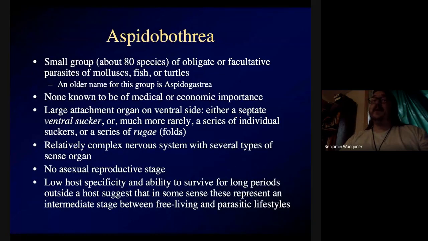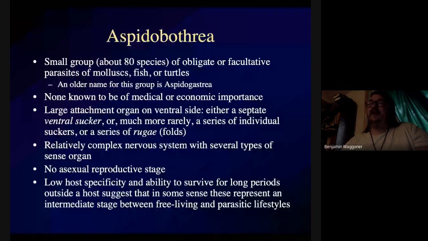If you're curious as to what the name means, aspis is Greek for a shield. Aspidogastria means shield on the stomach. Bothro is Greek for a pit or a ditch. So Aspidobothria means shield with ditches, and you'll see why in just a minute, why they're called shields with ditches.